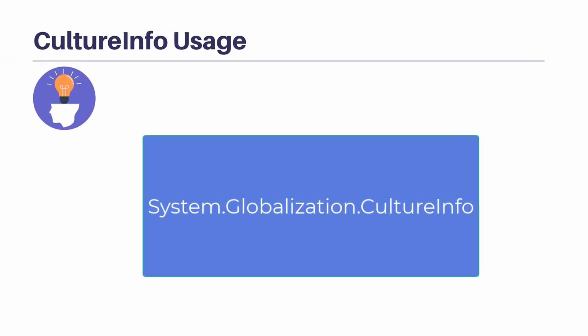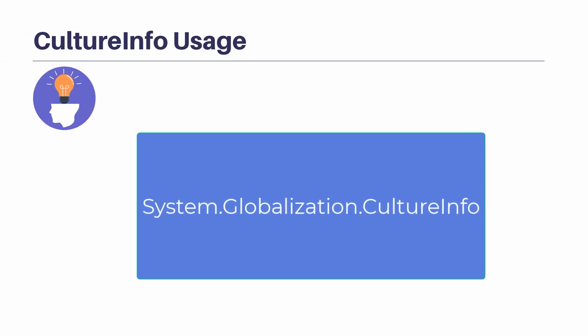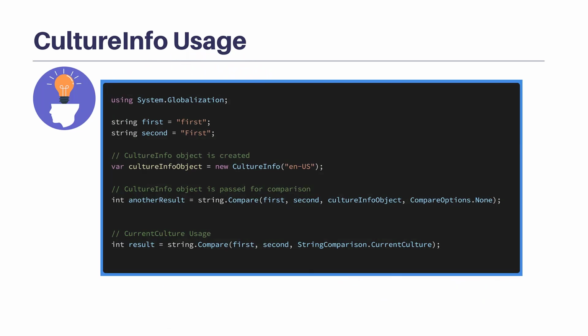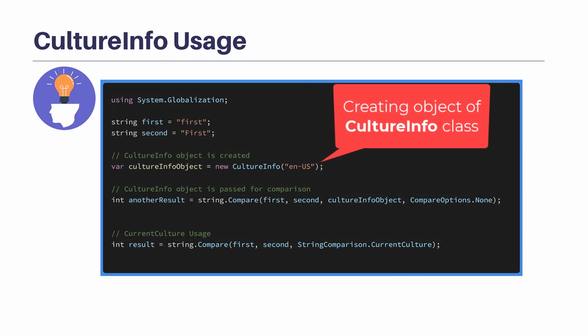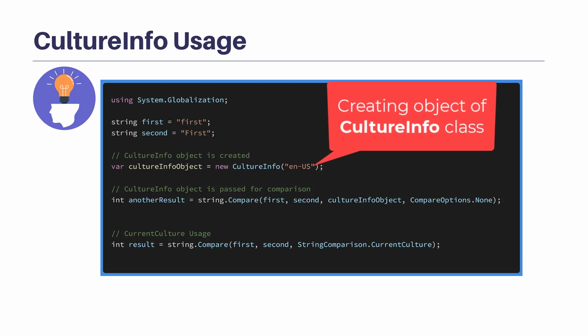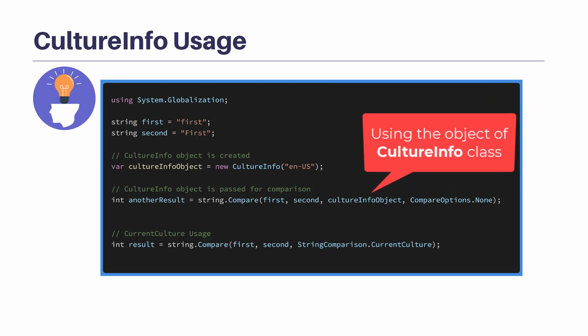This CultureInfo object is basically an instance of CultureInfo class, and this class is part of System.Globalization namespace. So if we want to use CultureInfo class, we should have a using statement to import System.Globalization namespace. The code snippet here shows an example of how the CultureInfo class can be instantiated and how it can be used for comparing two strings. Here we have used string.Compare method.